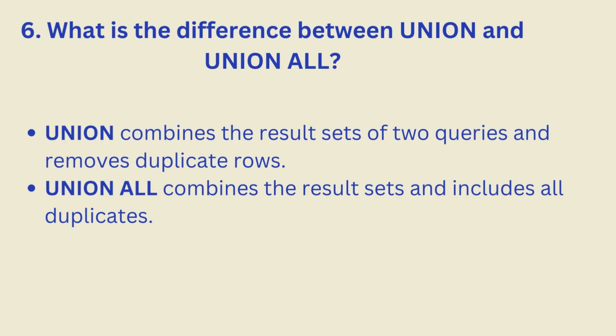What is the difference between union and union all? Both are used to combine results from two queries. Union. Combines the result set of two select statements and removes duplicates. Union all. Does the same but does not remove duplicates, making it faster when you don't need duplicate checking.